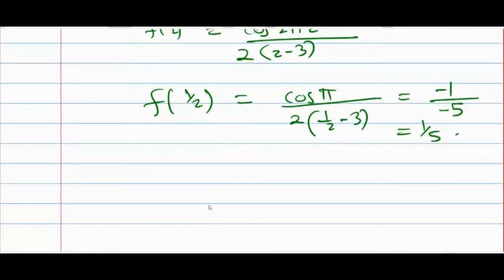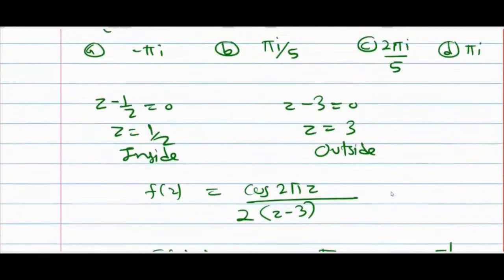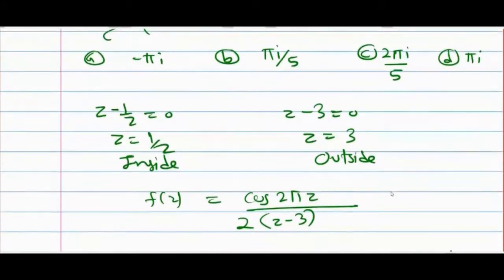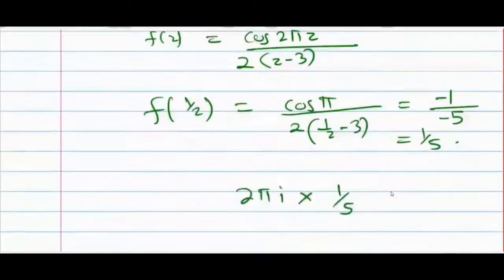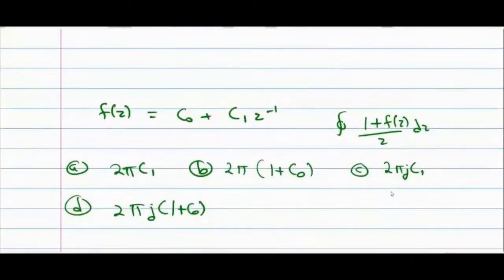So integration is nothing but 2 pi I into 1 by 5. And that is the answer, I think. 2 pi I by 5. Yes. Okay. Next question.